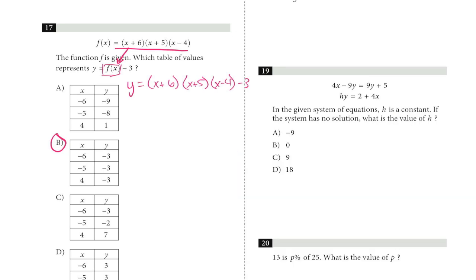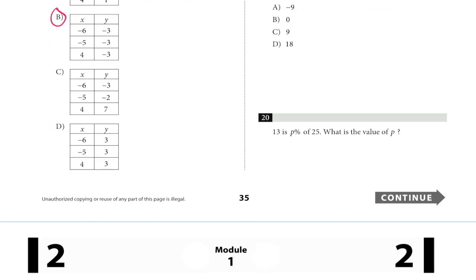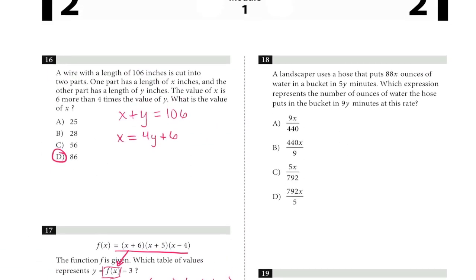All right, so let's move on to number 18. It says a landscaper uses a hose that puts 88x ounces of water in a bucket in 5y minutes. Which expression represents the number of ounces of water the hose puts in the bucket in 9y minutes at this rate? So they even say the word rate, which makes it a little bit easier for us because we want to recognize that we can make it a rate.